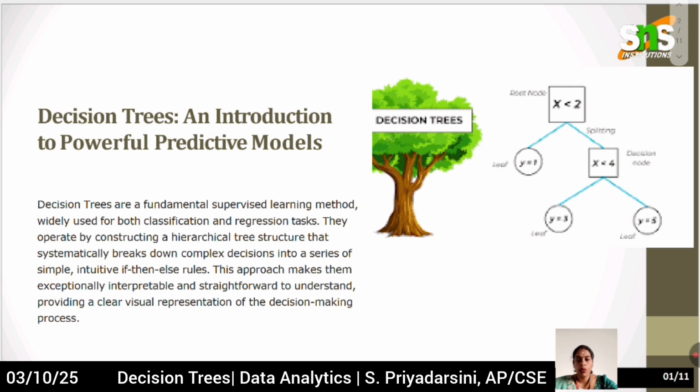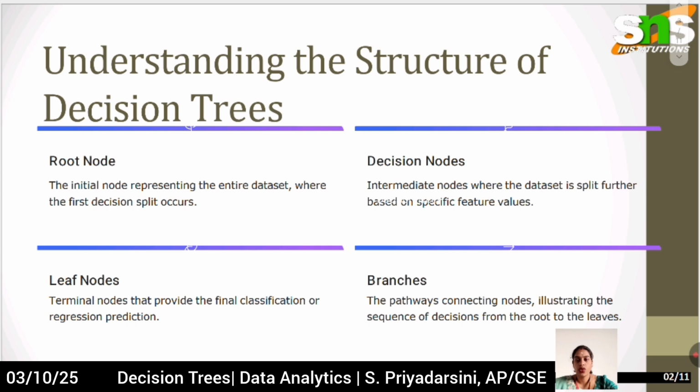Decision trees are one of the most powerful and intuitive supervised learning models. They can be used for both classification and regression problems. Essentially, a decision tree breaks complex decisions into a sequence of simple if-then rules. This structure makes them very easy to interpret and visualize, which is why they are often preferred in business and healthcare applications. By the end of the session, you will understand how decision trees make predictions and why they are so effective.